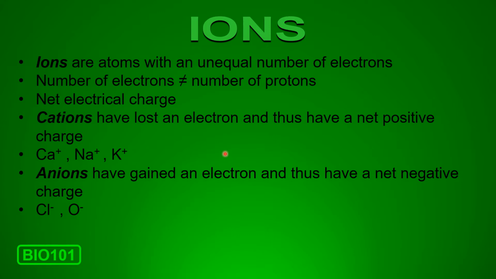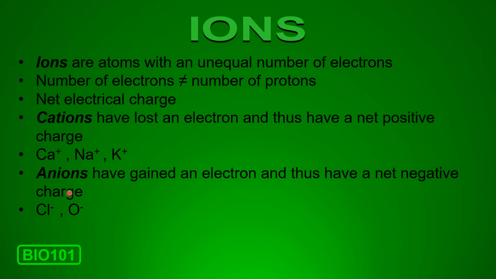But cations have lost an electron, and as a result they become more and more positive, so they have a net positive charge. The examples that I gave you then were calcium with its plus, and this plus stands for +1 because it could have more than one positive charge, sodium with its little plus there, +1, and potassium. These are all atoms that you'll become very familiar with in your study of biochemistry or biochemical reactions.